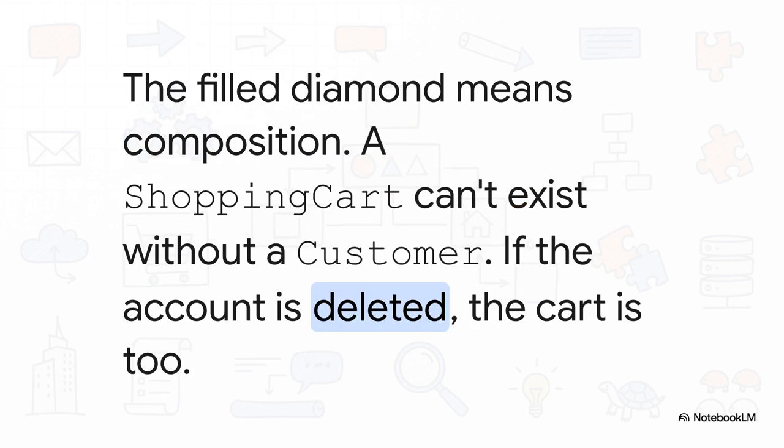And look right here. See this filled-in diamond? That's a huge clue. That means composition. This tells us that a shopping cart is fundamentally owned by a customer. It has no reason to exist on its own. So if you delete that customer's account, poof, their shopping cart is deleted right along with it. That ownership rule is defined right there in the blueprint.